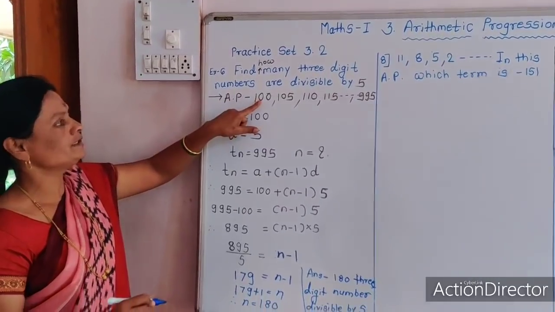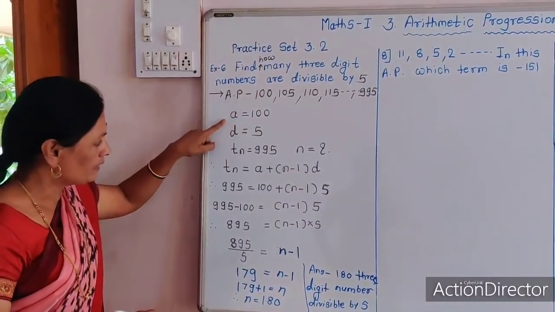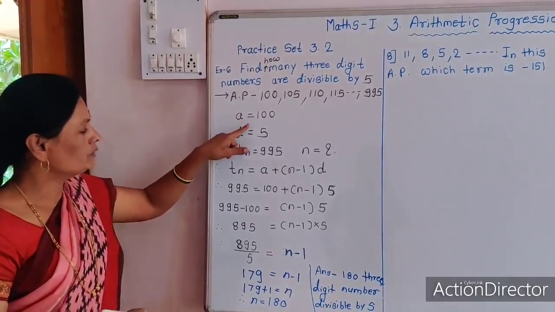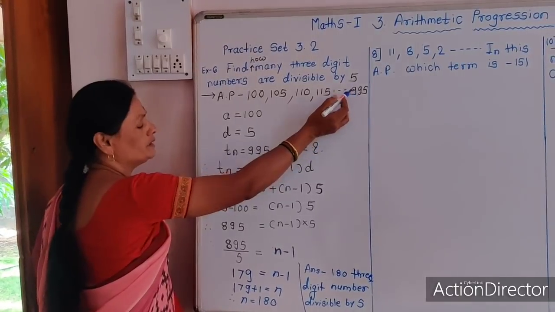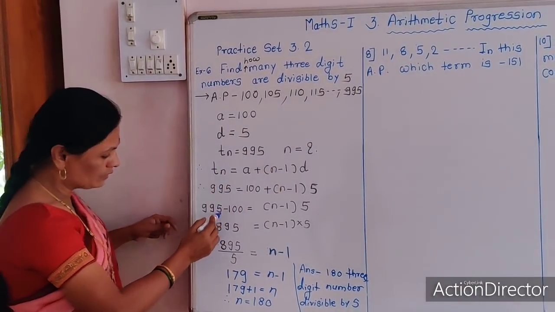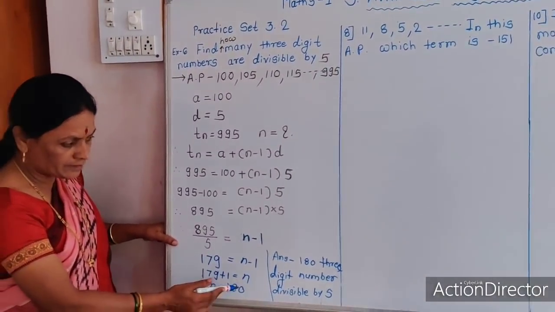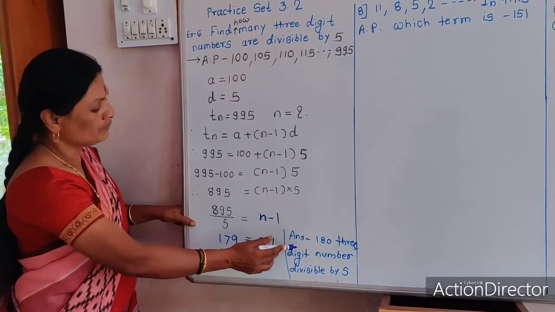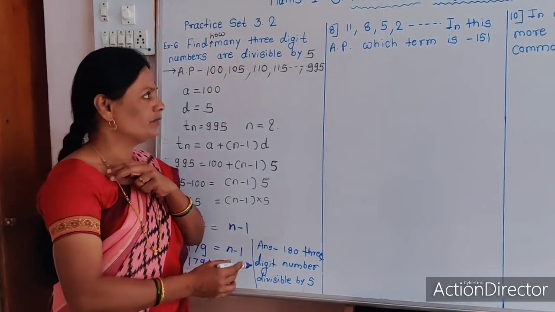First, for solving this example, we write the AP. We find the values of A, D, and Tn, that is the last term, the nth term. We put the values. After solving, we get n is equal to 180, and therefore 180 3-digit numbers are divisible by 5.